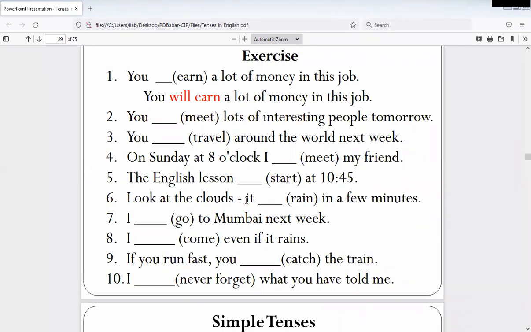So we are going to use here will rain. Look at the clouds. It will rain in a few minutes. We are thinking about the future. We are making the future incidents. We are talking about the future incidents. That's why it will rain. It will rain in a few minutes.